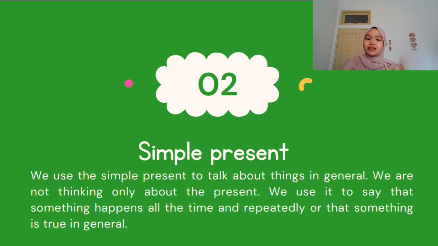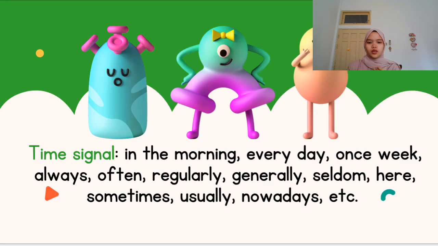Number two is simple present. This is my second part for my presentation. So, we use simple present to talk about things in general. We are not thinking only about the present. We use it to say that something happens all the time and repeatedly, or that something is true in general. We can use time signals here such as in the morning, every day, once a week, always, often, regularly, generally, seldom, sometimes, usually, and others.